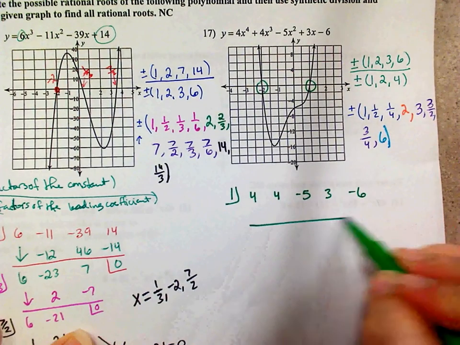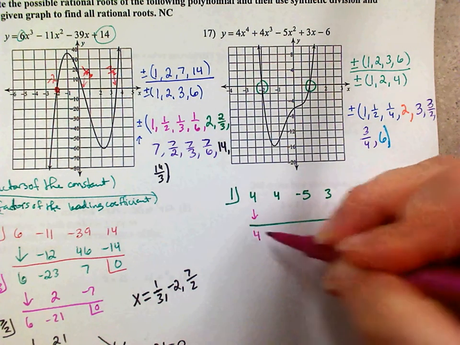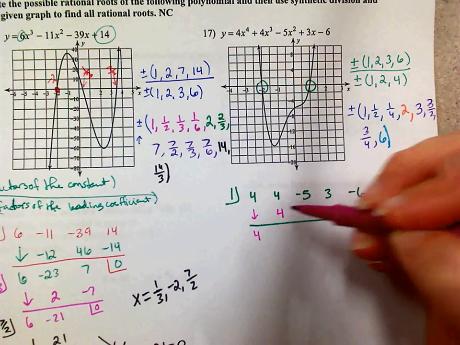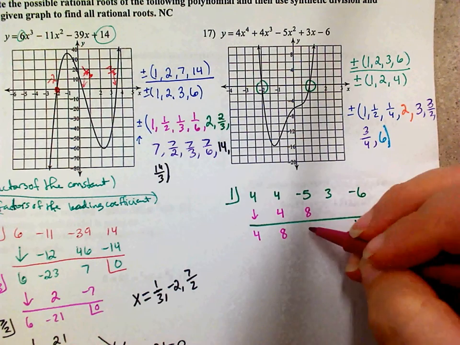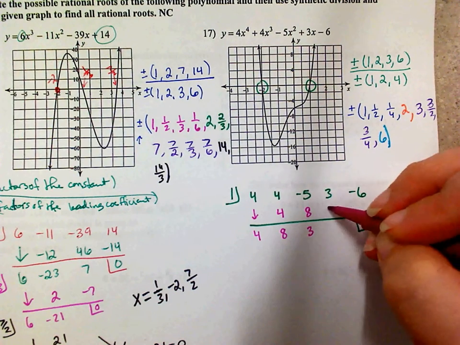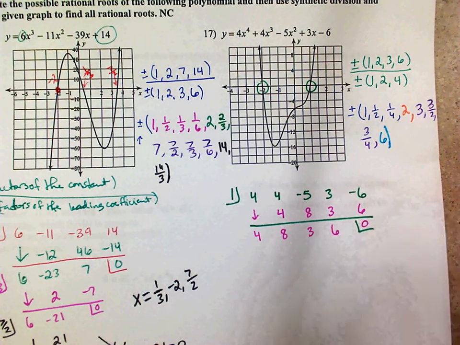Okay. Bring down the 4. What's 4 times 1? 4 plus 4? 1 times 8? 8 minus 5? 1 times 3 is 3 plus 3. 1 times 6 is 6, and you get 0. So now we try what?